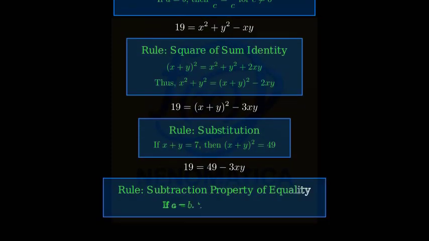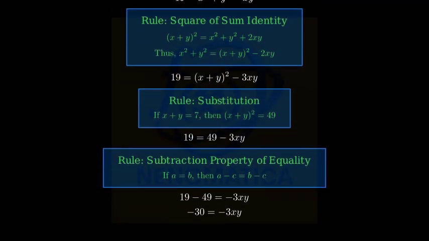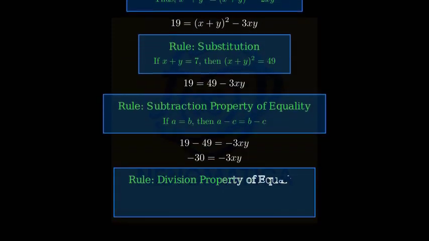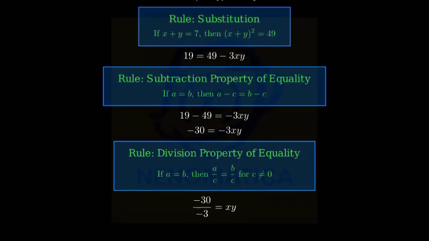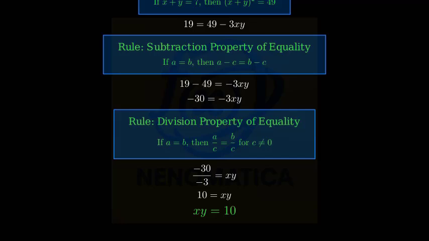Now, we'll solve for x times y. First, let's rearrange the equation. We subtract 49 from both sides, getting -30 equals -3 times xy. Finally, we'll divide both sides by -3. -30 divided by -3 is 10. Therefore, x times y equals 10. And there we have our answer. The value of x times y is 10.